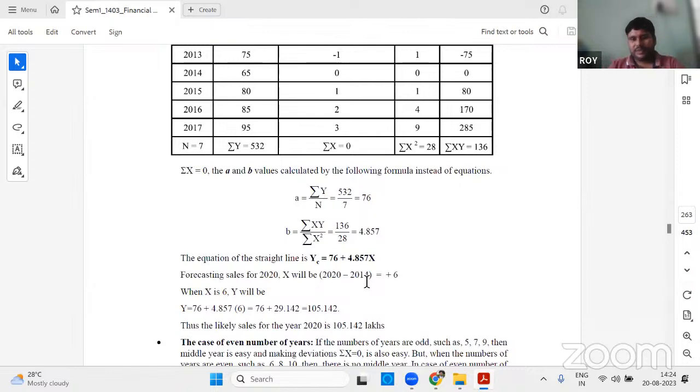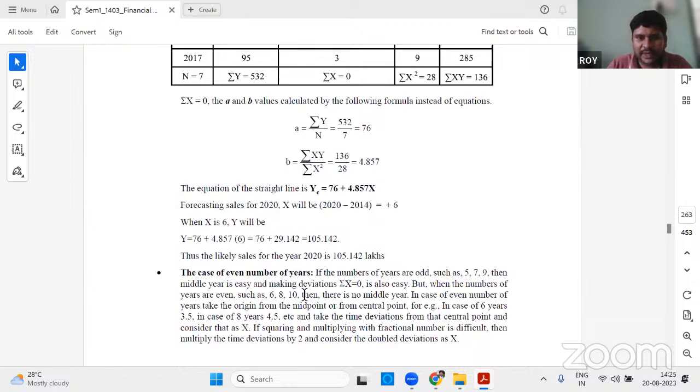Same, 2024 minus 2014 is equal to some value will come, and you will get the X value and Y value will come. Based on this, you put all these values, any value you put, you will get this. 2020, you will get 2024, you will get 2026.